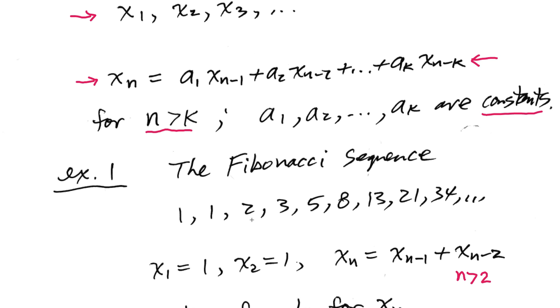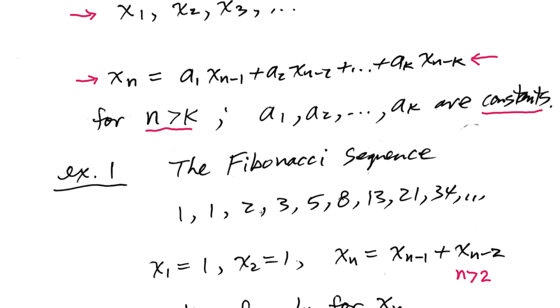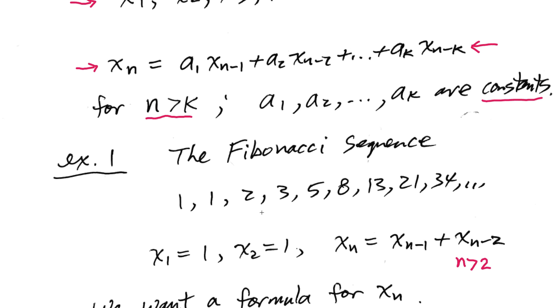What it turns out is every term in the sequence after the second one is the sum of the previous two. So 2 is actually the sum of 1 and 1. 3 is the sum of the previous two, so that's 1 plus 2. 5 is 2 plus 3. 8 is 3 plus 5, and so forth.